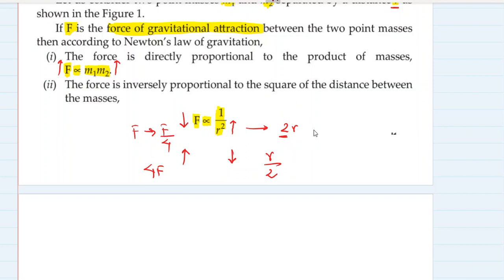If I multiply the distance by 3, let's say the distance becomes 3r, what is the square of 3? 9. So I divide the force by 9. If I am multiplying the distance by 1 by 4, what is the square of 1 by 4? 1 by 16. So I multiply the force by 16, the reciprocal of 16. 16 times F. Okay, so that is inverse square law.